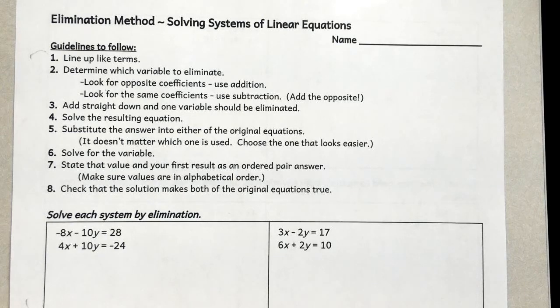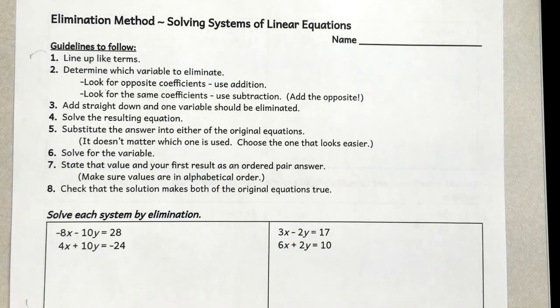Alright, this is the elimination method, and we've already talked about graphing and substitution for solving systems. Remember, graphing, we just graph two lines, find where they intersect for our solution. For substitution, we would solve for a variable and substitute in so that we could get it down to one variable at a time. Today is elimination. It sounds exactly like what we're going to do. We are going to eliminate a variable.